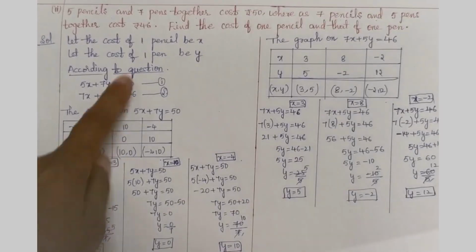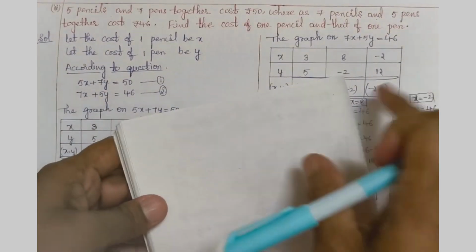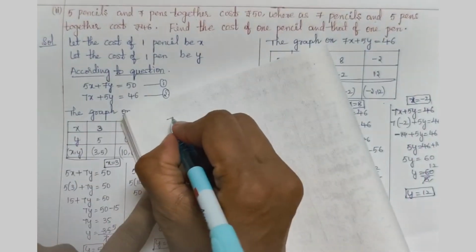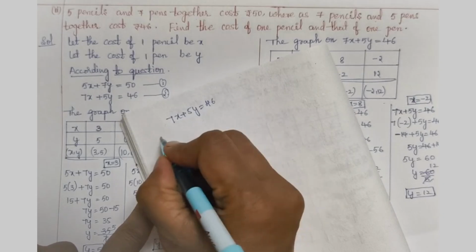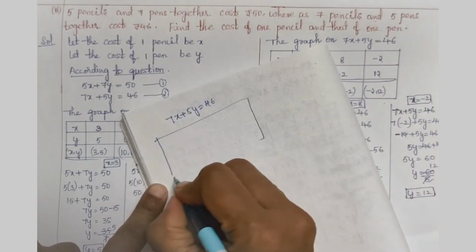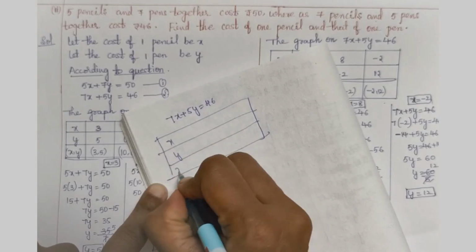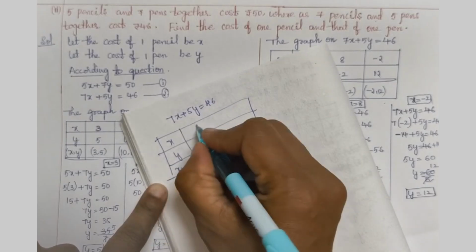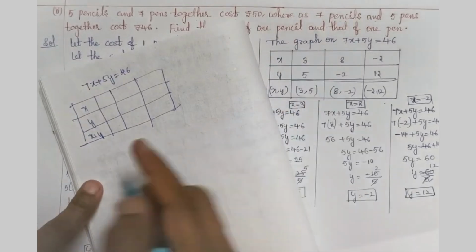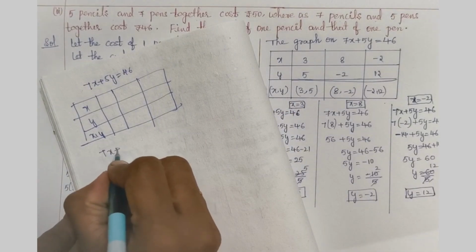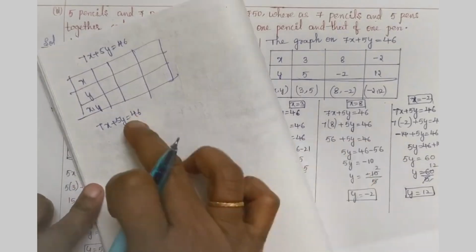Are you clear on this one? Next we will do one more graph: 7x plus 5y is equal to 46. Do the boxes: x, y, xy. First box, second box, third box we will take. The first number I am taking is 3. 7x plus 5y is equal to 46. You think and take the numbers.